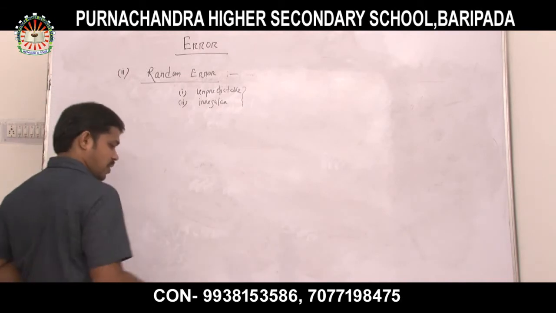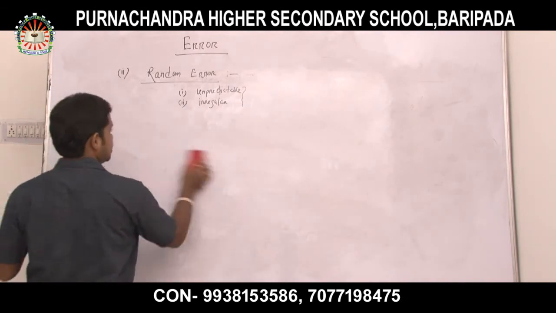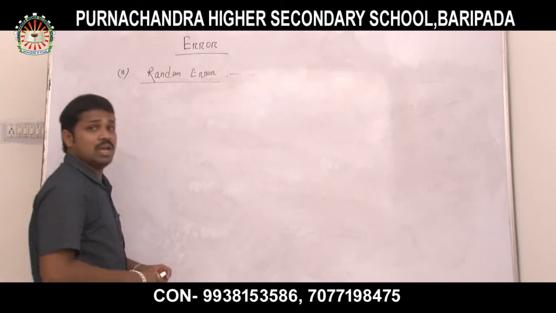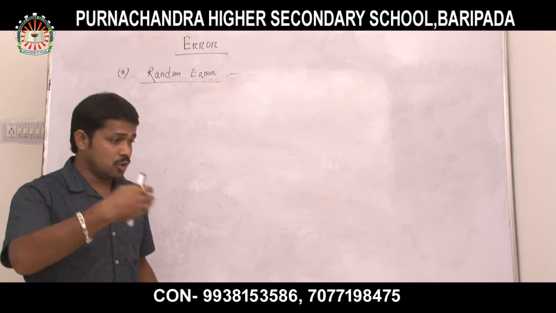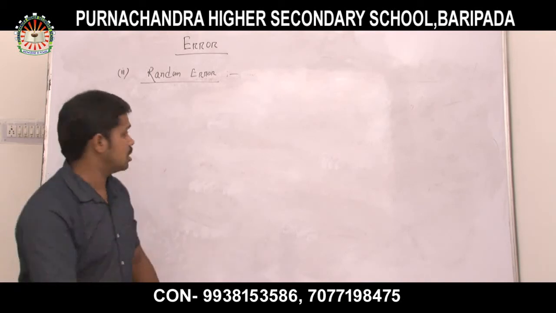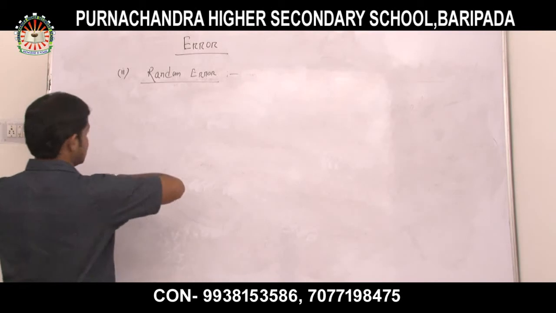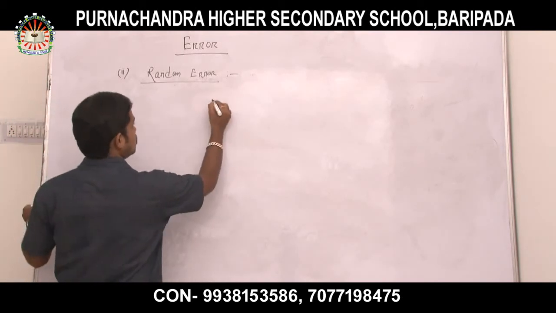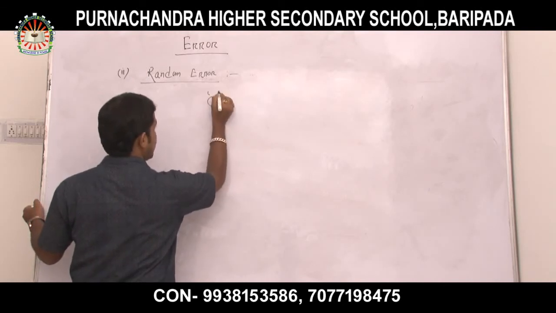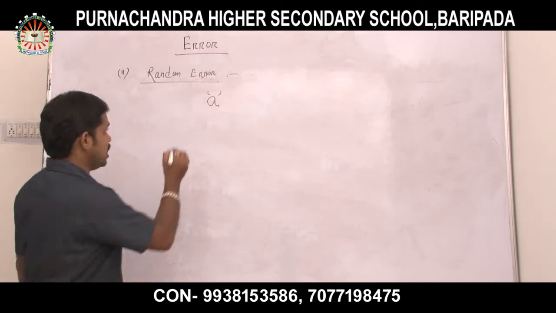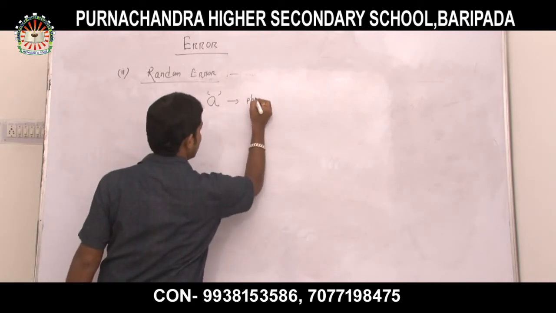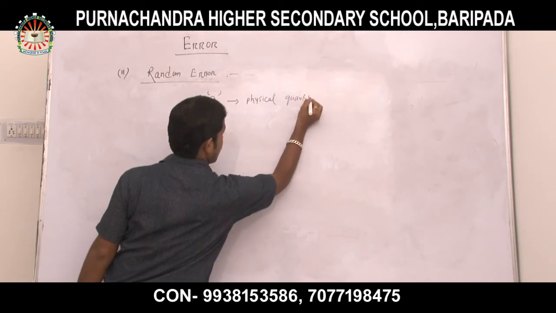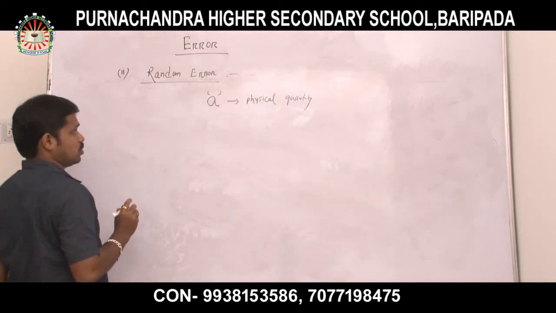Clear? So let us discuss the process by which we can find the random error of a physical quantity during measurement. Understood? So let us discuss. Suppose a physical quantity A is provided to us. Listen very carefully. Suppose A is a physical quantity provided to us. Clear?